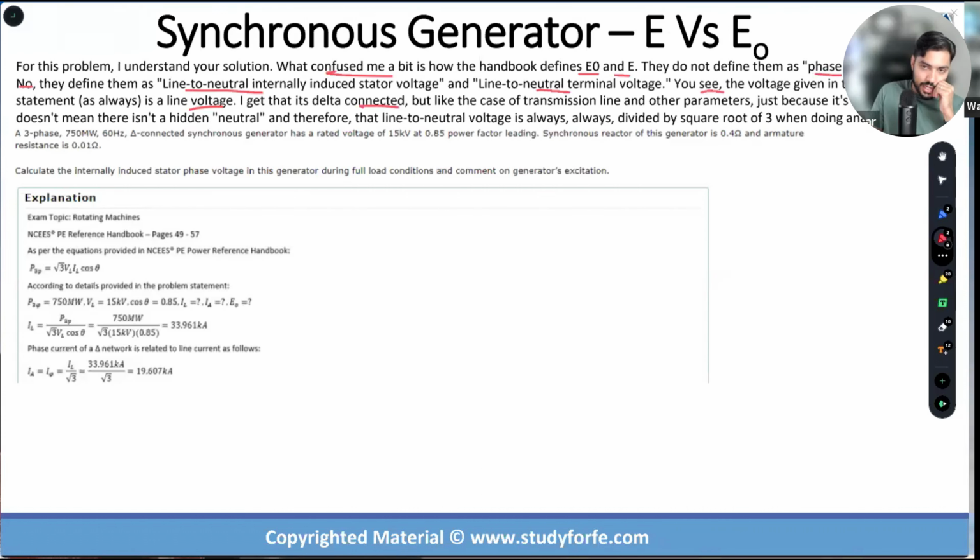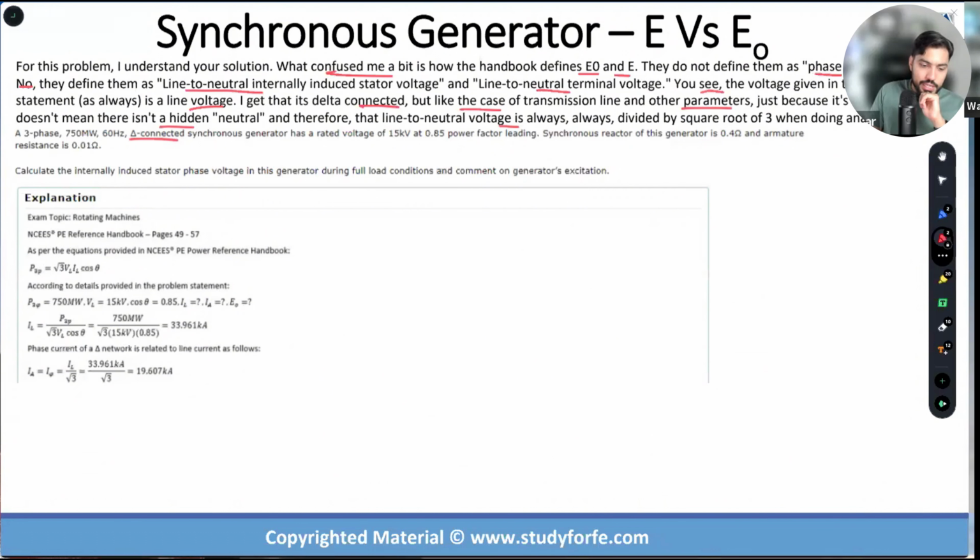I get that it's delta connected, but like the case of transmission line and other parameters, just because it's delta connected doesn't mean there isn't a hidden neutral, and therefore that line to line voltage is always divided by square root 3 when doing the analysis. Okay, so the student's concern is that we have a delta system over here, right? And he's trying to figure out what's the deal with the E naught and E.